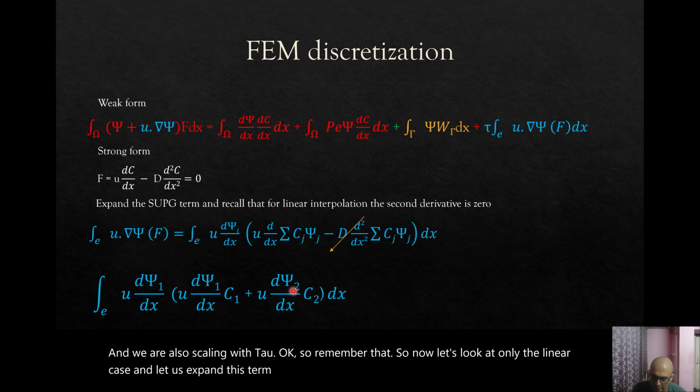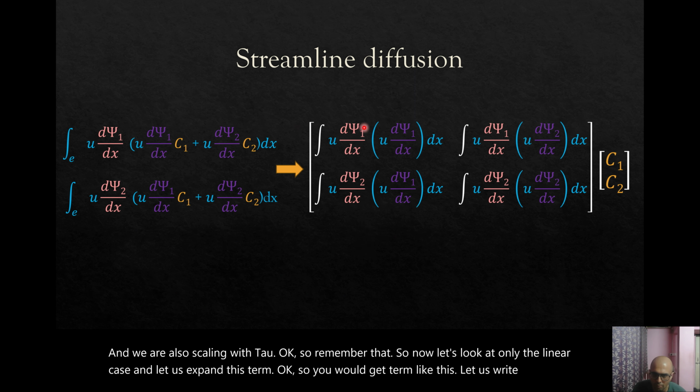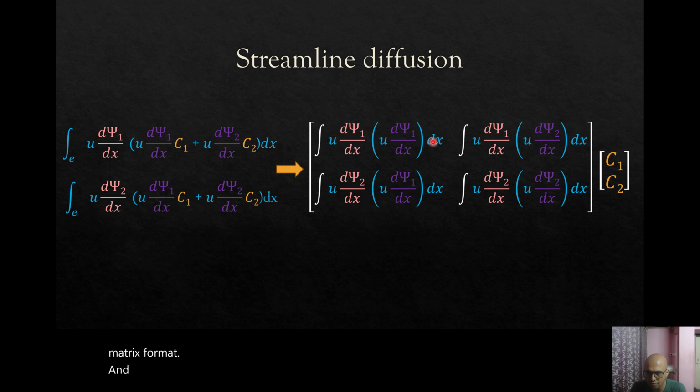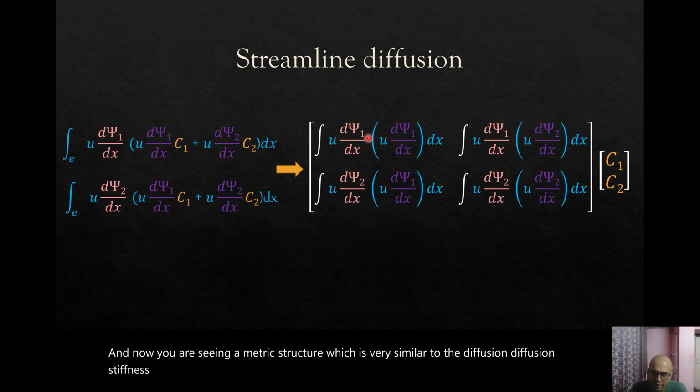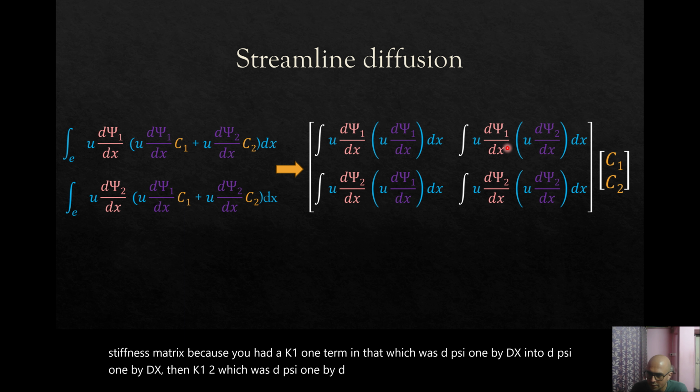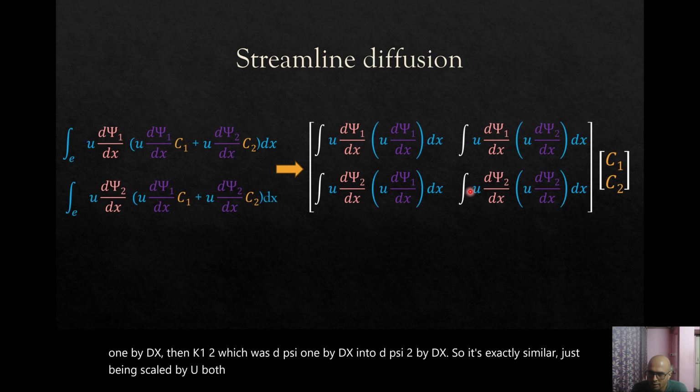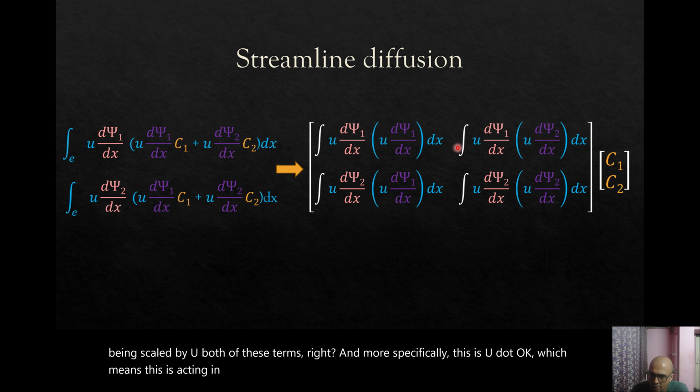So you would get a term like this. Let's write this in matrix format, and now you are seeing a matrix structure which is very similar to the diffusion stiffness matrix, because you had a k11 term in that which was d psi 1 by dx into d psi 1 by dx, then k12 which was d psi 1 by dx into d psi 2 by dx. So it's exactly similar, just being scaled by u, both of these terms. And more specifically, this is u dot, which means this is acting in the direction of velocity. So that is why this is called a streamline diffusion. This is like diffusion acting along the velocity direction.